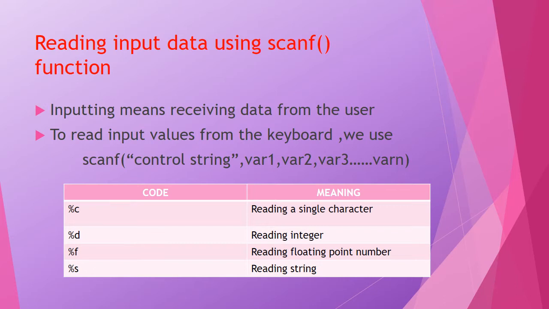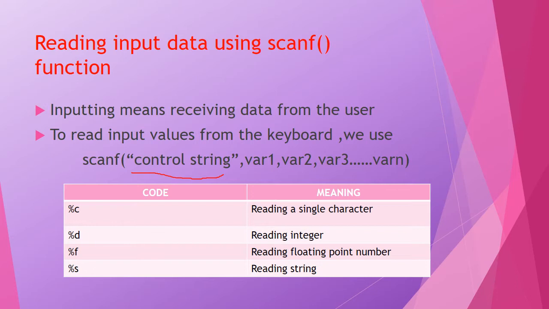How to read it? We can read it by using the syntax scanf(control string, variable 1, variable 2, etc. up to variable n). So here you might have a doubt, what is this control string? We already studied this control string in the last chapter also. So what is this control string, students?